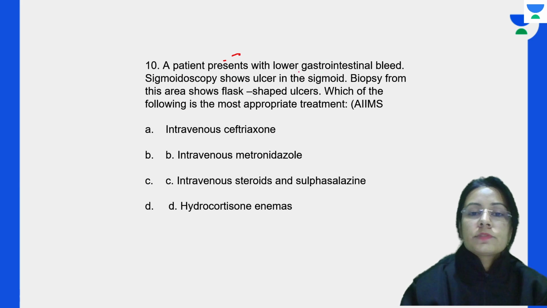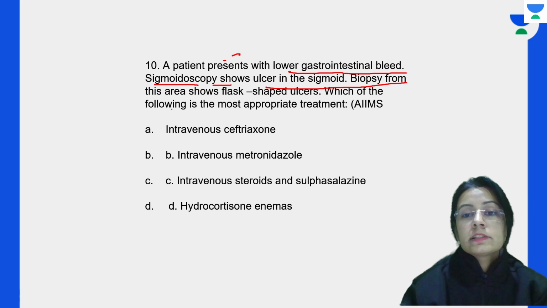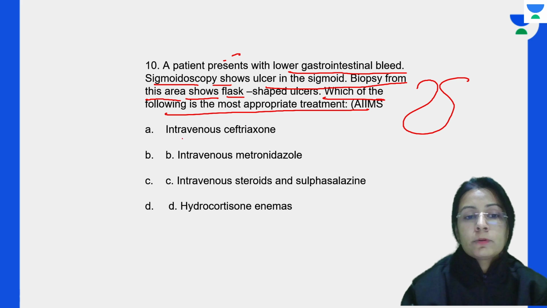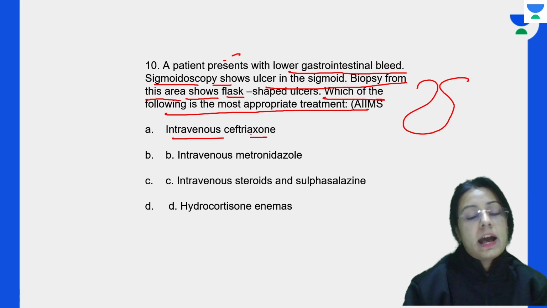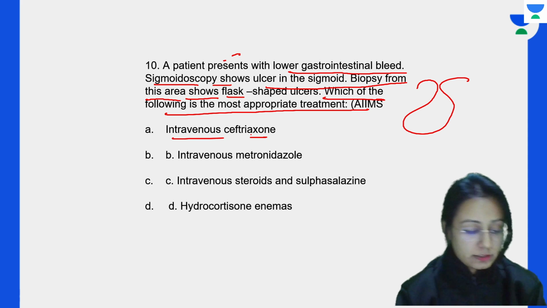A patient presents with a lower GIT bleed and sigmoidoscopy shows ulcers in the sigmoid. Biopsy from this area shows flask-shaped ulcers. Which of the following is the most appropriate treatment? IV ceftriaxone, IV metronidazole, IV steroids, or sulfasalazine and hydrocortisone enemas.